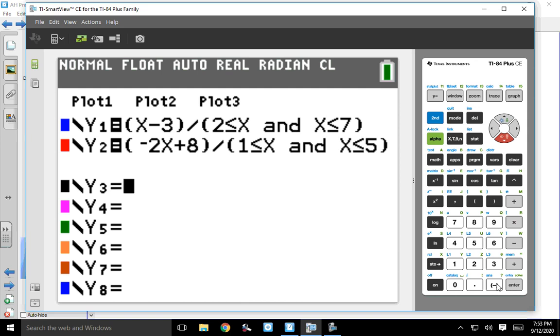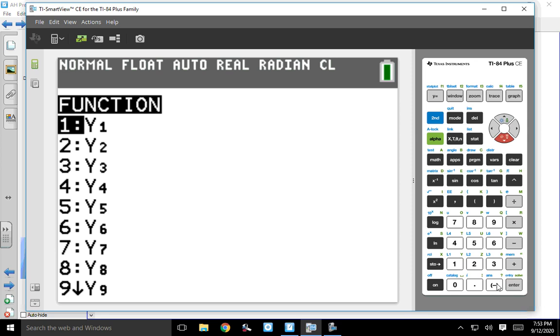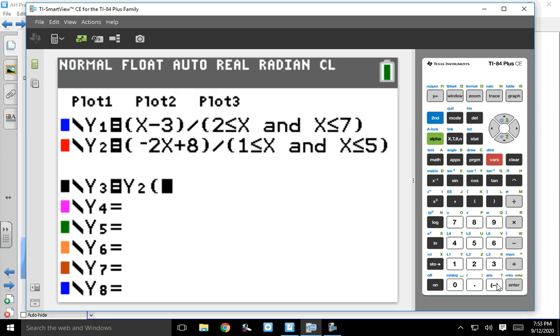So f of g of x, but again, the key is you got to remember which one's which. F was function y2 for me, so it's going to be y2, and then in parentheses, y1, and in parentheses we'll put the x. Technically, you don't have to use the parentheses x, but I like putting it in there so it looks just like function notation there.